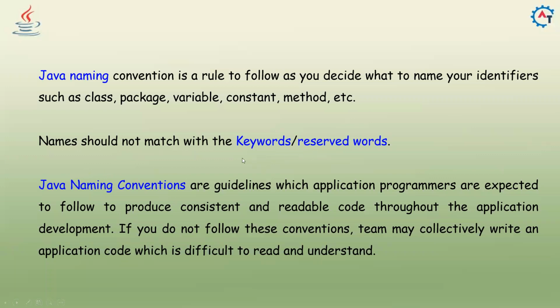Java naming conventions are guidelines which application programmers are expected to follow to produce consistent and readable code throughout the application development. If you are following your own rules and I am following my own rules, then the code will become clumsy. You cannot understand for what purpose you have written this. If you do not follow these conventions, the team may collectively write application code which is difficult to read and understand. Because of that, while starting your code itself, you have some conventions. If I'm naming a class, I need to follow some standards, and you have to follow the same standard. Then you and I will understand what we are writing and for what purpose.